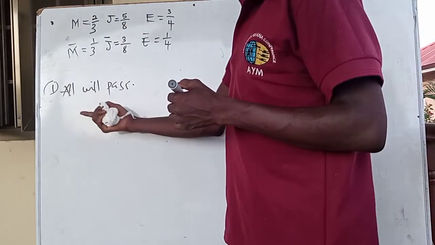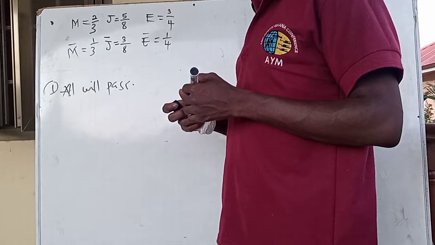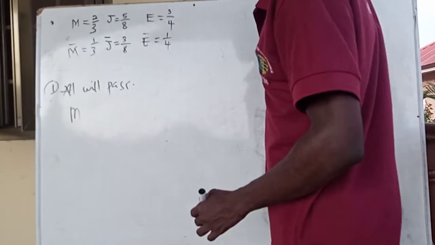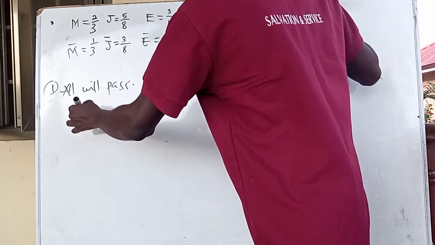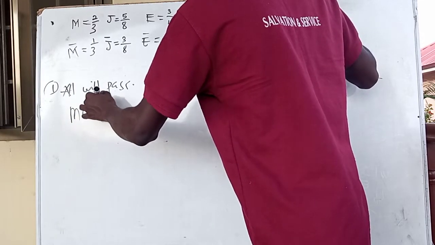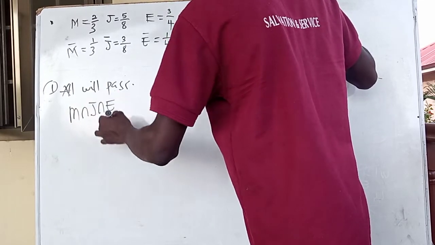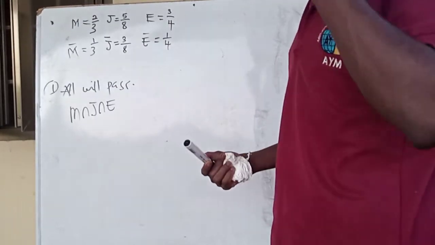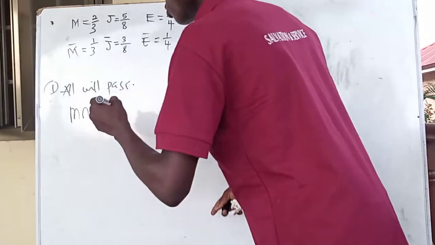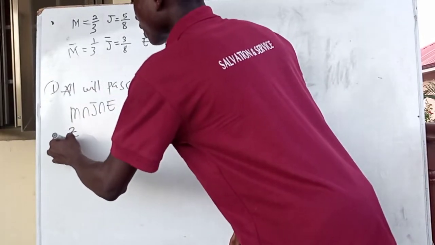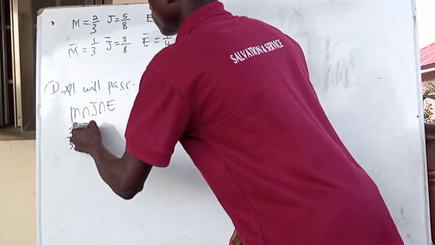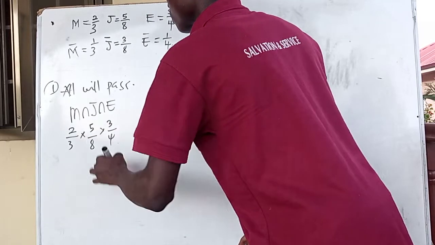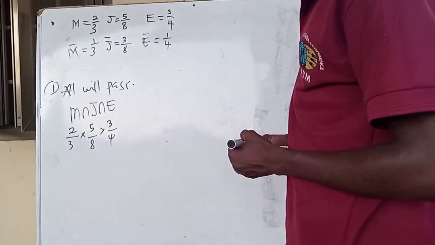What is the probability that all the 3 will pass? It means Manful will pass, John will pass, and Ernest will also pass. So all the 3 will pass. Pay attention. All the 3, which is 2/3, 5/8, 3/4, so we are multiplying through.